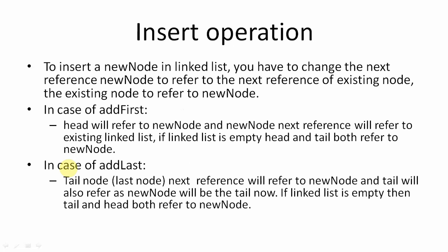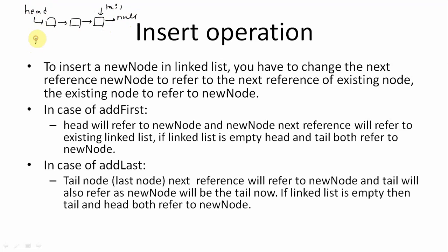So let's start with the description of the insert operation. To insert a new node in the linked list, you have to change the next reference of the new node to refer to the next reference of the existing node. Means if your linked list is something like this: head, node, then again a node, then node, and last is null, then you have one tail.